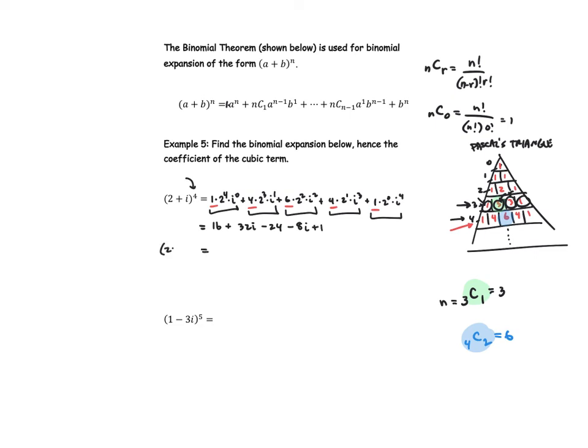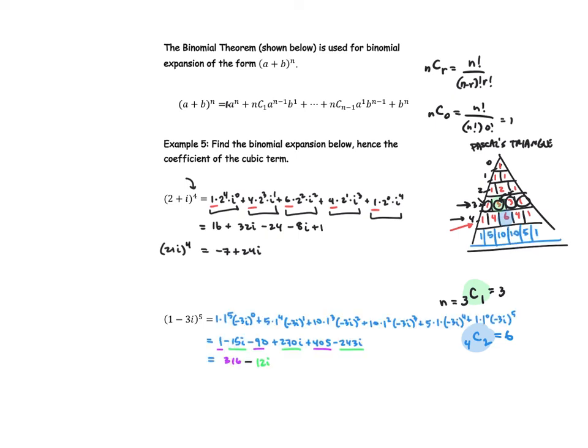Therefore, (2 + i)^4 using binomial expansion comes out to be, oh boy, negative 7 plus 24i. There you have it. That's (2 + i) to the fourth power. I'm going to go off screen. I'm going to let you expand the second one, and I'll come back and show you my answer.